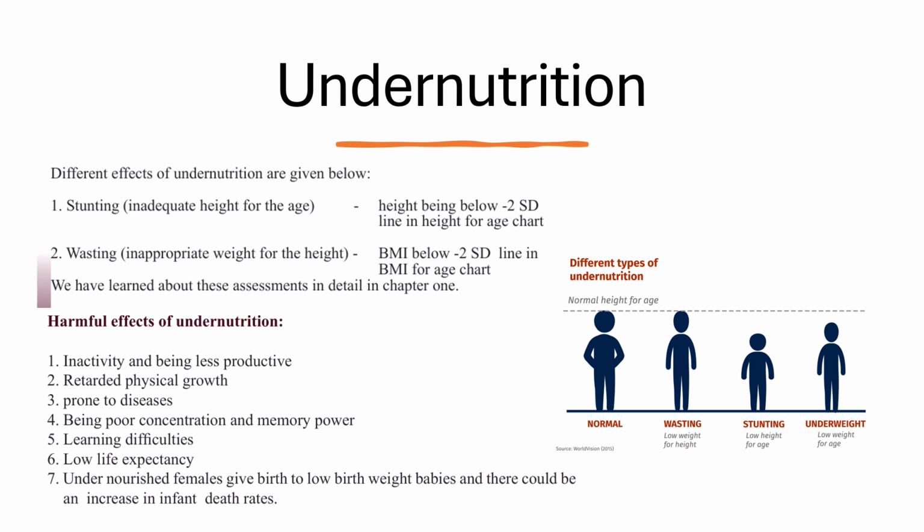And low life expectancy means, with this weak body you have, you cannot expect a long, healthy life. You will have to suffer through a lot of diseases, and your life expectancy will also be low. And also females, especially females, have to make sure that they stay nourished. Otherwise, undernourished females can give birth to low birth weight babies. That means babies with low birth weight, and there could be an increase in infant death rates as well. So those are some of the harmful effects of undernutrition.